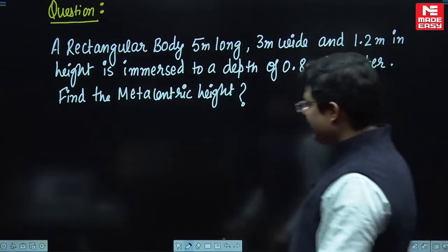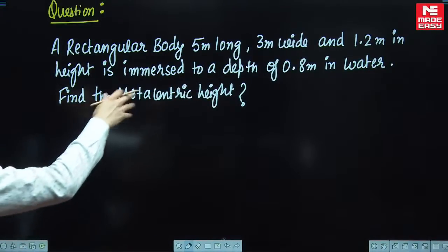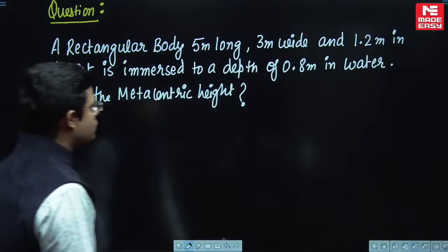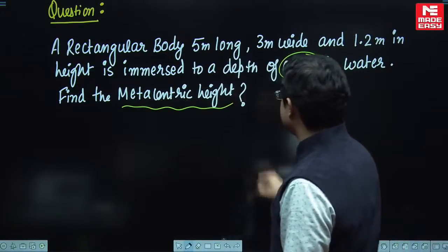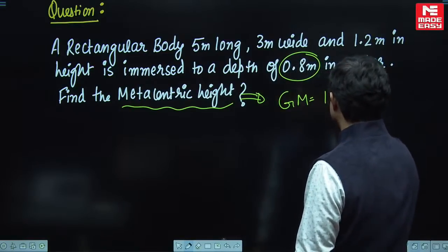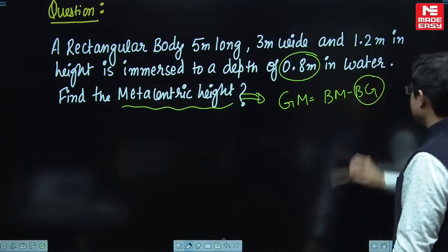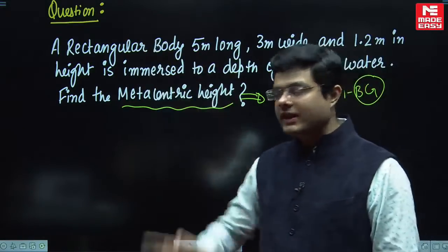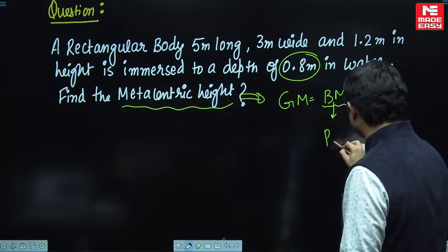A rectangular body 5 meter long, 3 meter wide and 1.2 meter in height is immersed to a depth of 0.8 meter. Find the metacentric height. What is metacentric height, bachche? Metacentric height is GM. GM is basically BM minus BG. BG is the vertical distance between center of buoyancy and center of gravity. And BM, what is the formula for BM?